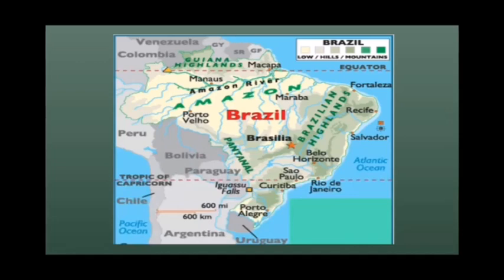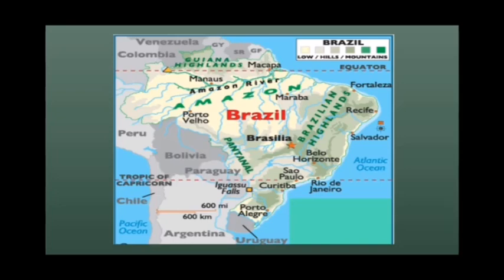If you look at this map, you can very clearly see that a large part of Brazil is occupied by highlands, plateaus and small mountains. Highlands mean those that are below the mountains. Their height is below the mountains and above the sea level.